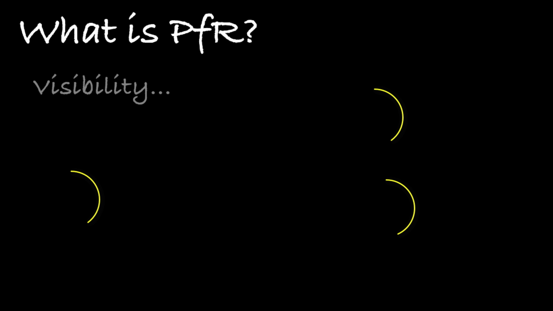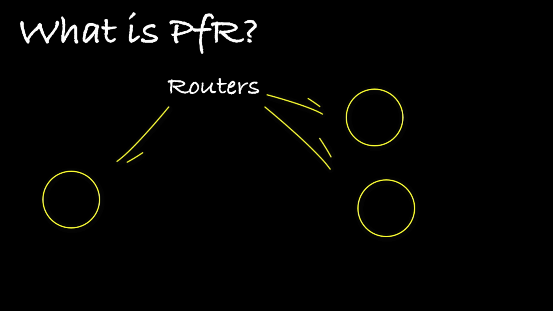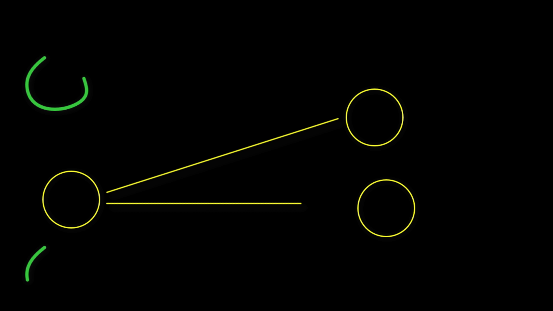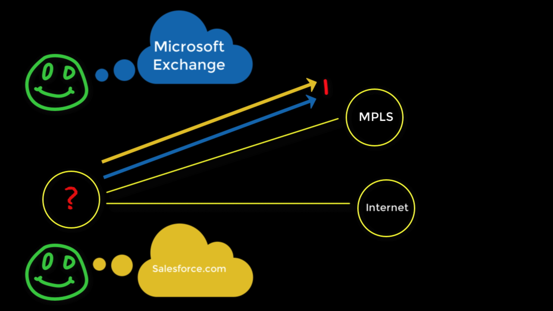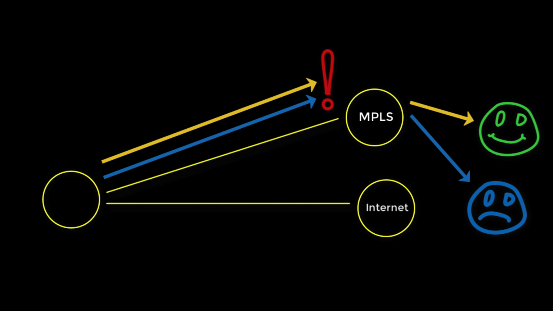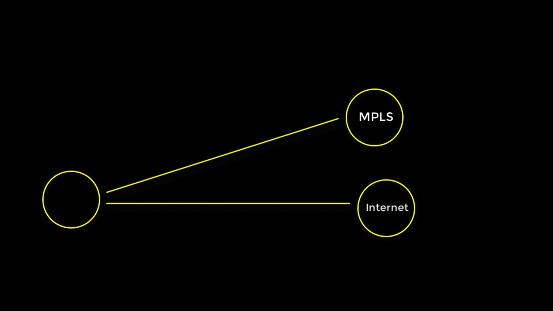Think of it this way. Traditionally, routers route traffic based on destination IP prefix information. And no matter how much we tried to build intelligence into the decisions that the router made, ultimately the router made forwarding choices based on very limited visibility and binary metrics. That's where PFR comes in.